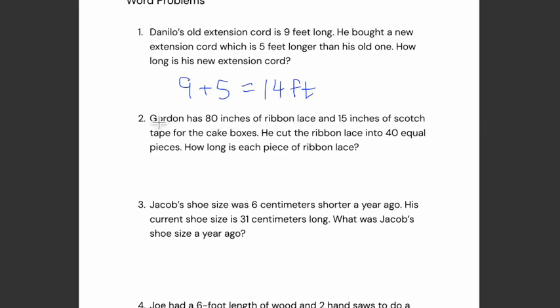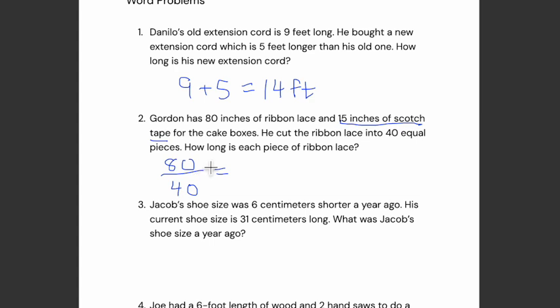For number 2, Gordon has 80 inches of ribbon lace and 15 inches of scotch tape for the cake boxes. He cut the ribbon lace into 40 equal pieces. How long is each piece of ribbon lace? So we're only going to worry about the length of the ribbon lace and how many pieces he cut it into. So to find the length of each piece, we have to divide the total length, which is 80, by 40. So that in fraction form is 80 over 40.